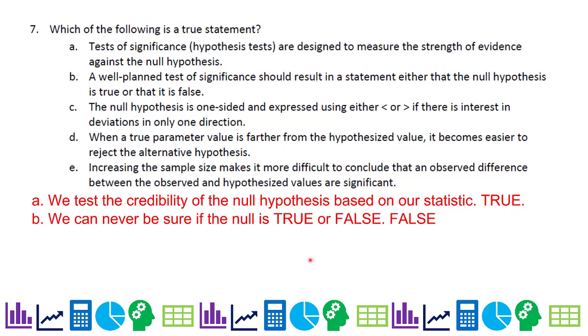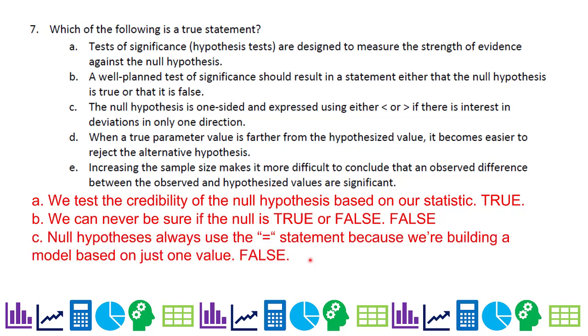The null hypothesis is one-sided and expressed using either less than or greater than if there is interest in deviations in only one direction. The null hypothesis almost always uses the equal statement because we use the null hypothesis to build our model. And so we need just one value. We don't want a range of values. That would be very difficult to build. Instead, we use one value, so the null.